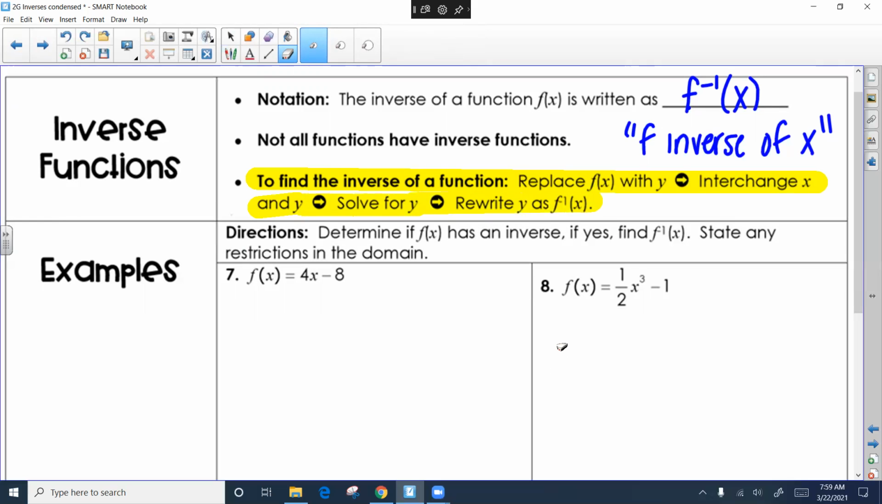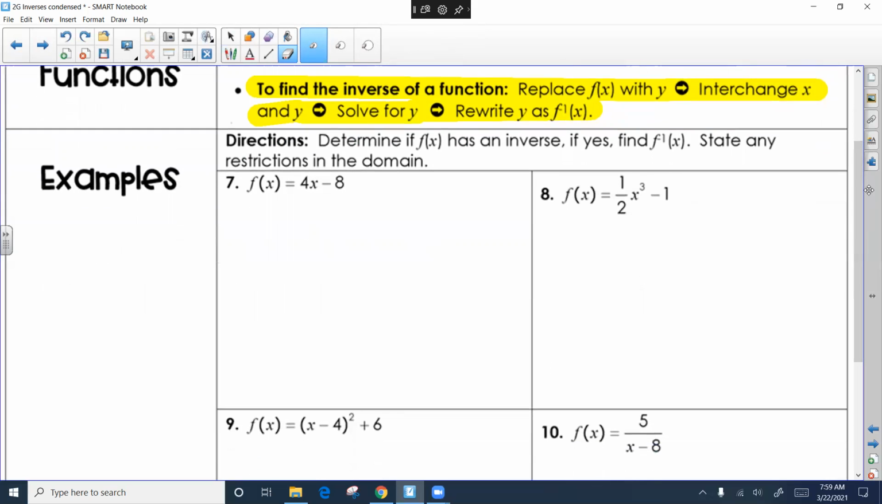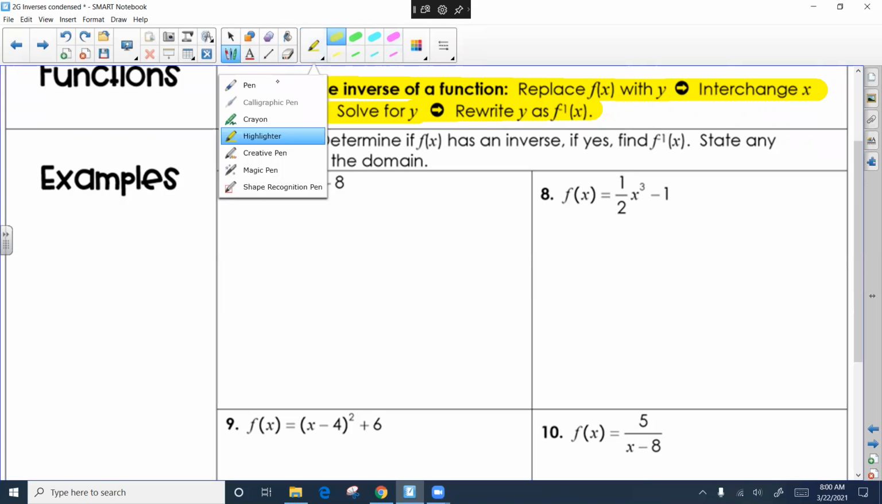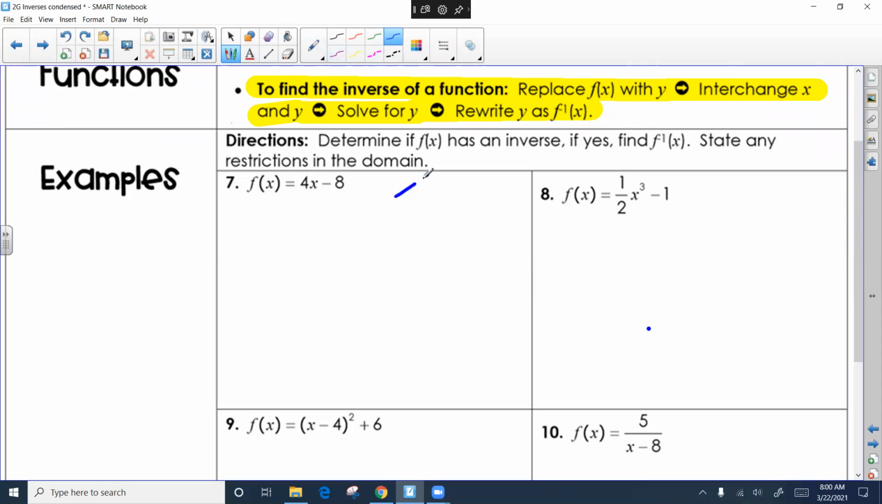Okay, so let's go ahead and do that on these examples here. So number 7, we have f of x equals 4x minus 8. We hopefully can recognize what kind of function that is. This just has x to the first power, so this is just a linear function. So its graph would just be a line. So that is going to be a one-to-one function, which means it does have an inverse. Okay, so now let's actually find the inverse.